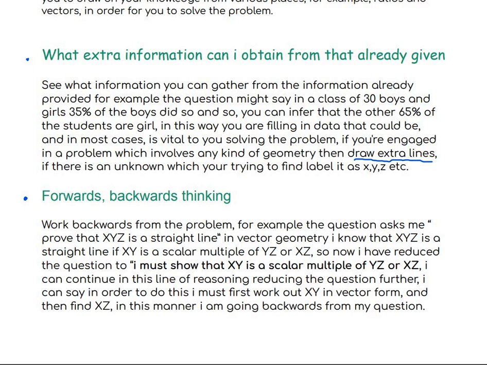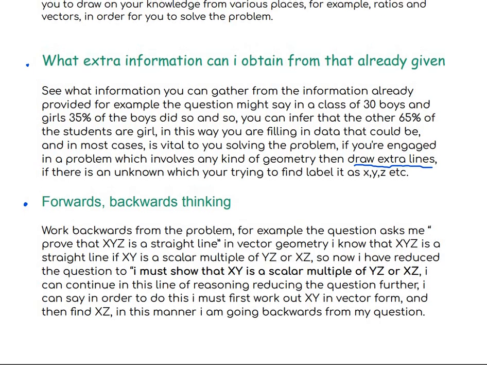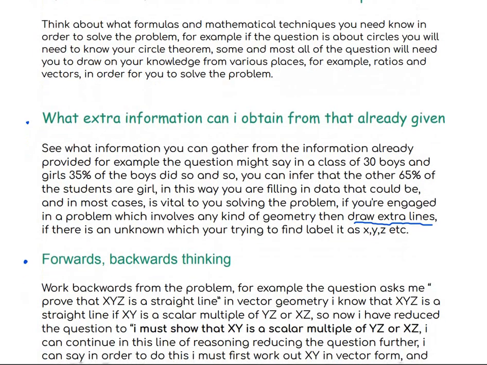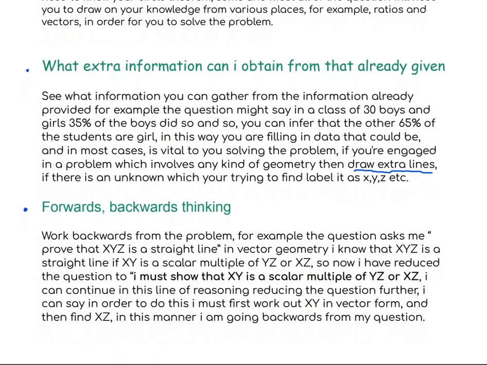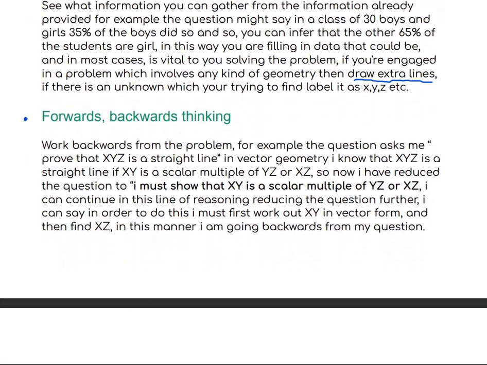If you're engaged in a problem which involves any kind of geometry, like the questions that we're actually going to be engaged in today, we're going to be looking at some vector geometry, then draw extra lines. If there is an unknown which you are trying to find, label it as X, Y, or Z. Okay? Now, I'm not going through these points word for word. I'm actually just paraphrasing, but you get the drift.